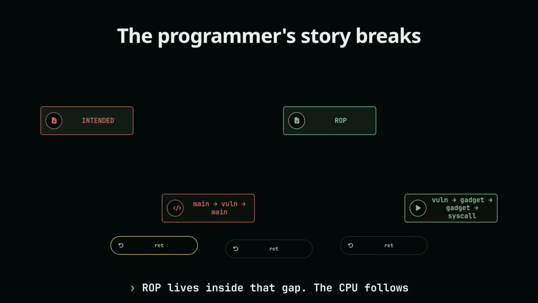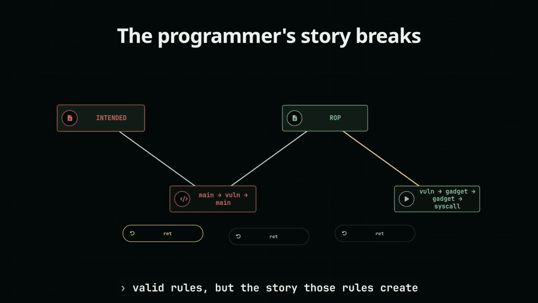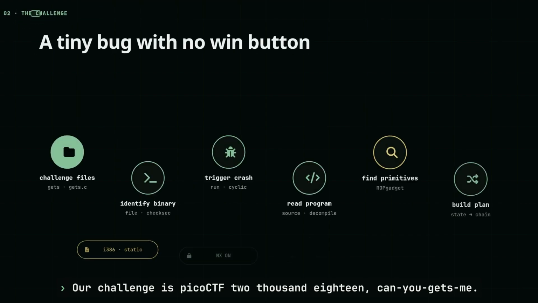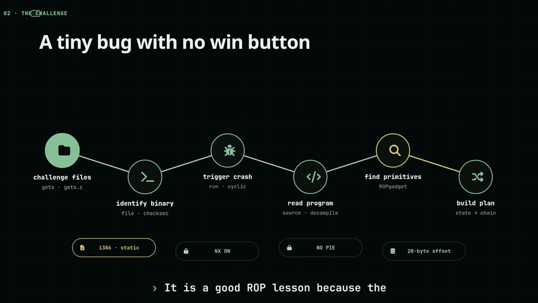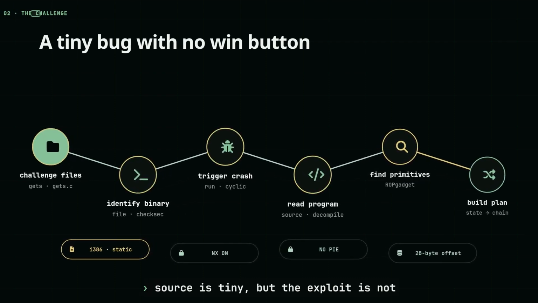ROP lives inside that gap. The CPU follows valid rules, but the story those rules create is no longer the programmer's story. Our challenge is picoCTF 2018, "Can you gets me?"